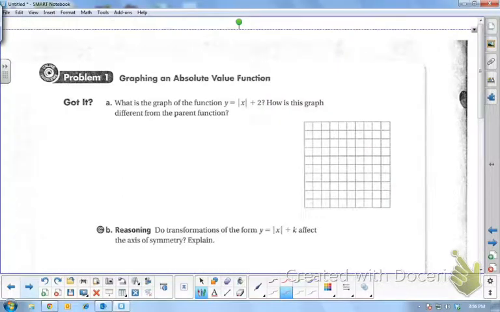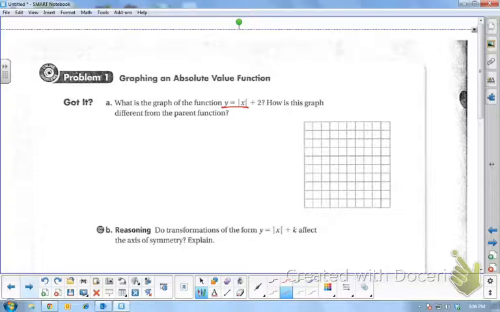So we know the parent graph was that V shape. It always had a slope of 1 over 1. And now we need to see what the numbers around this basic function will do. So our basic function was just y equals the absolute value of x. That was our parent graph. That's what the equation for the parent graph looks like.